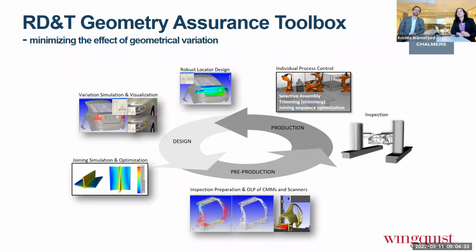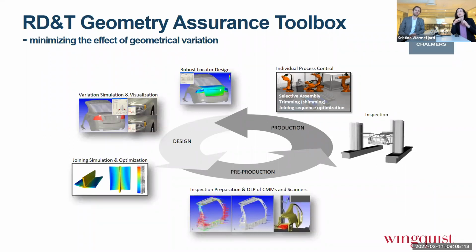And in the research group, we have a toolbox addressing those problems. So if we think of the product realization loop, we have some early phases during the design stage. During this stage, we can do robust locator design. So we try to find robust concepts that suppress variation. We can do variation simulation, which I will come back to in a minute. We can optimize joining sequences and the welding process. During pre-production, we work with inspection data, how to place the inspection points, what to measure, and so on.